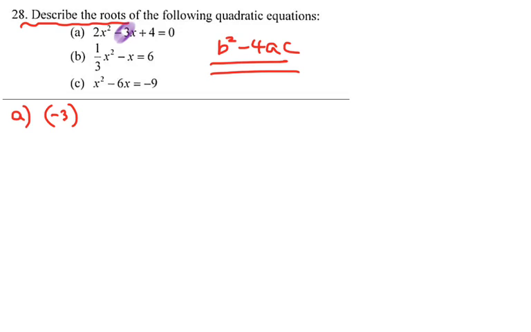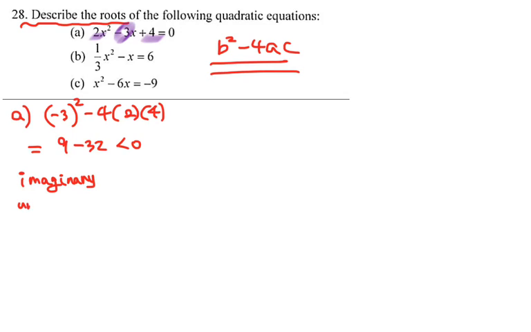So that's why I wrote down negative 3 squared minus 4. What's my a? a is equal to 2 over here. And then what's my c? c is equal to 4. So when I evaluate that, I get to realize that that's, in fact, 9 minus 32. What's 9 minus 32? That's less than 0. So if you remember, one of our conditions is if the discriminant is less than 0, when it's negative, then we'll end up getting roots that are imaginary and unequal.